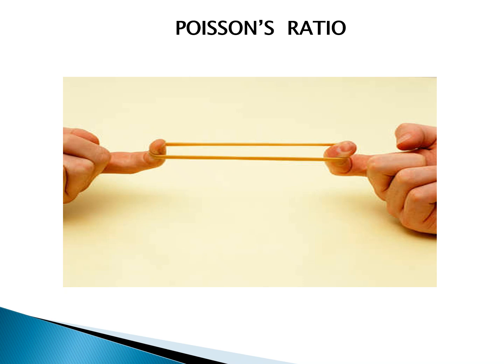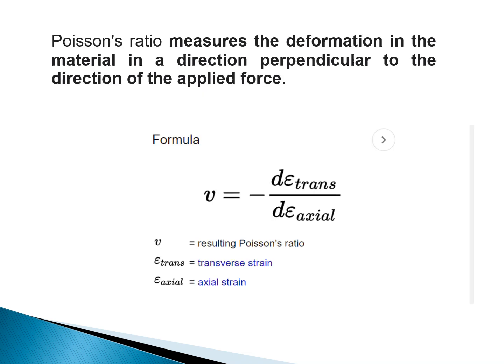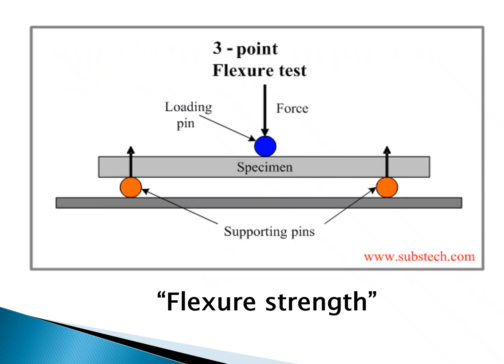What is Poisson's ratio? Poisson's ratio measures the material property, or tendency, to deform in directions perpendicular to an applied force. For example, when a material is stretched, as you saw in the rubber band, it gets longer and thinner. So the change in the strain in two perpendicular directions is calculated as the Poisson's ratio. So Poisson's ratio measures the deformation of a material in the direction perpendicular to the direction of force applied. So this is the formula. You don't have to remember too much of the formula in this, just know the concept, that will be sufficient.